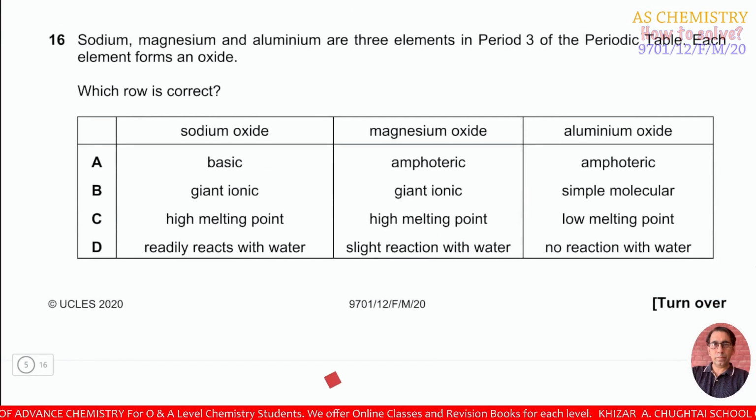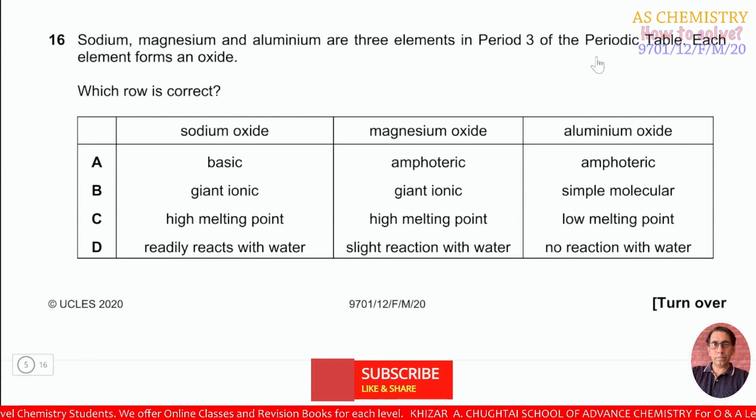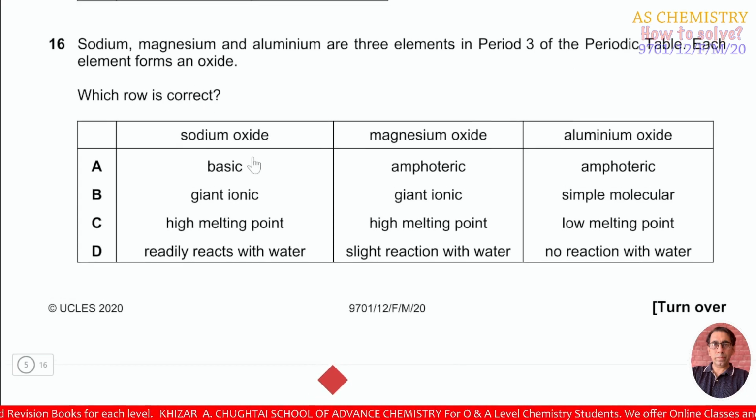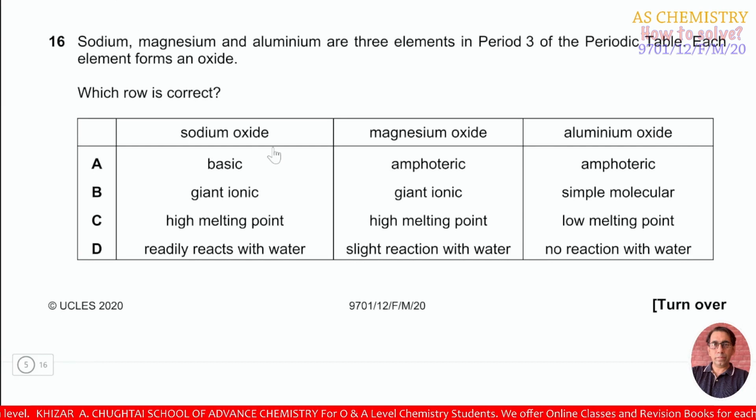Question number 16. Sodium, magnesium, and aluminium are three elements in period 3 of the periodic table. Each element forms an oxide. Which row is correct? Sodium oxide is basic. Yes, it is true. It's a giant ionic structure. High melting point, readily reacts with water. Yes, all the options in this row are correct.